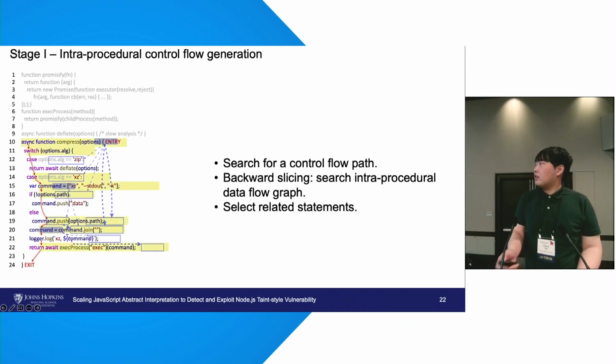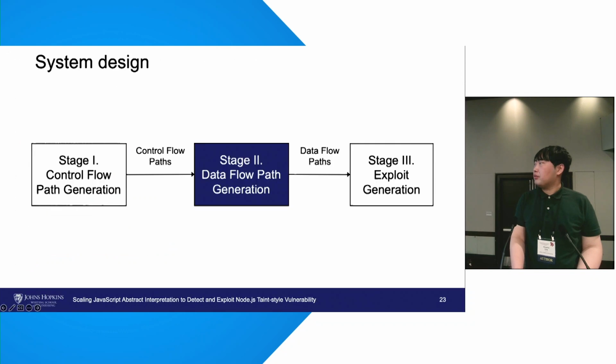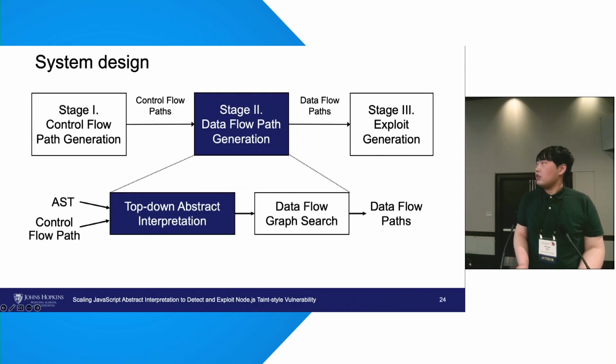Finally, we can select the related statements by both control flow and data flow information. For example, this call to the logger will be ignored. Now let's talk about stage 2, data flow path generation. In this stage, we use the more traditional call-based top-down abstract implementation. It starts from the top-level file nodes and follows the call relations and the control flow path. That's why we call it top-down abstract implementation.